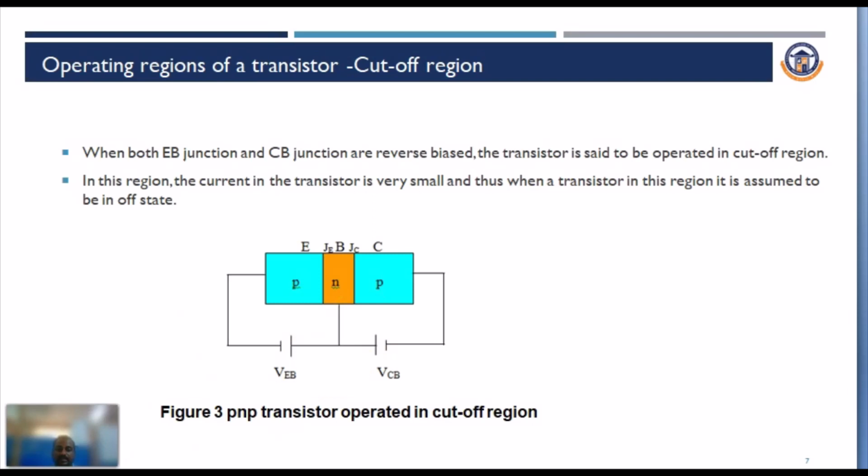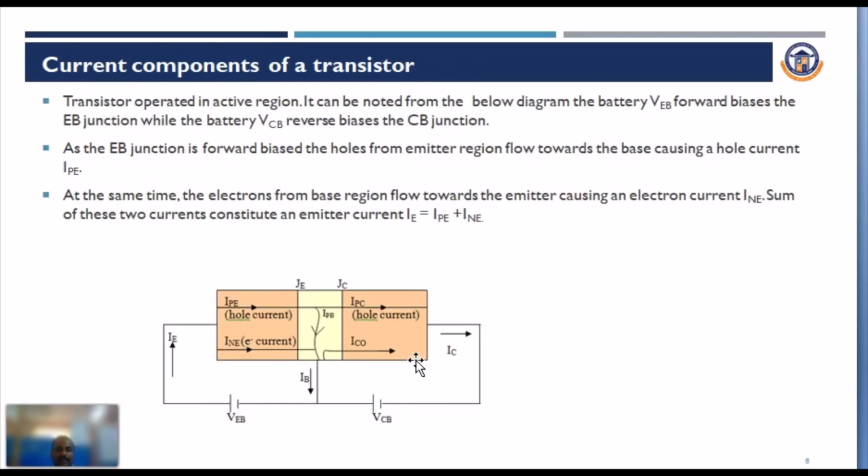And for the cutoff region, your emitter terminal must be in reverse bias conditions, as well as your collector terminal is also in reverse bias conditions. Then you can say that it is in the cutoff region. That's why the transistor is said to be in an off state. Next, we discussed the current components of a transistor. So the transistor operates in an active region.